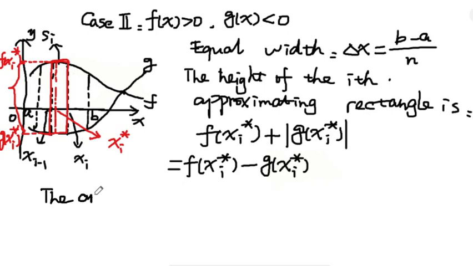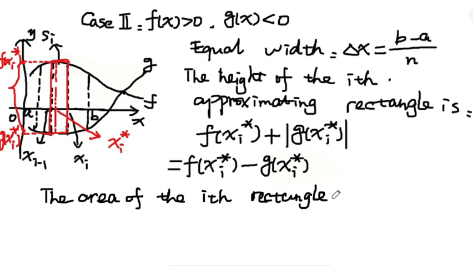The area of the thin rectangle will be the height times the equal width delta x. So the height gives the difference between the two functions evaluated at the sample point, that is the height, then times the equal width delta x.